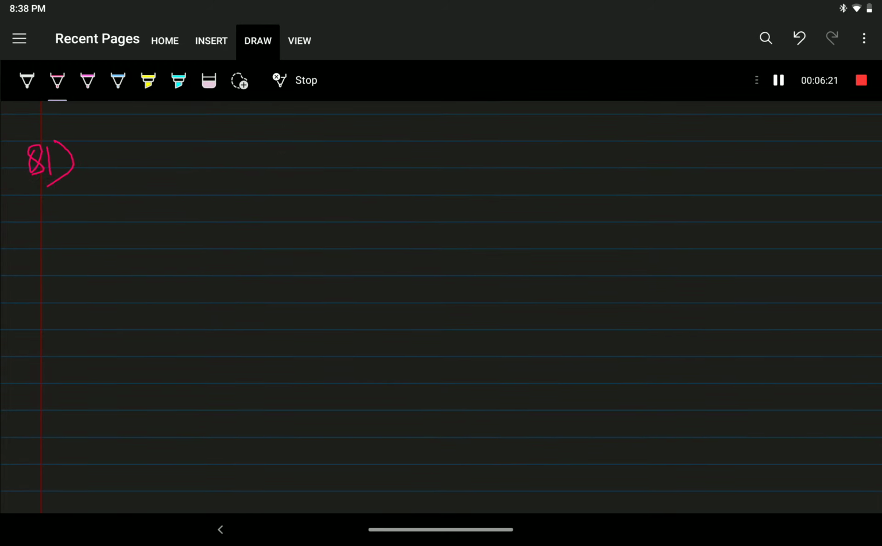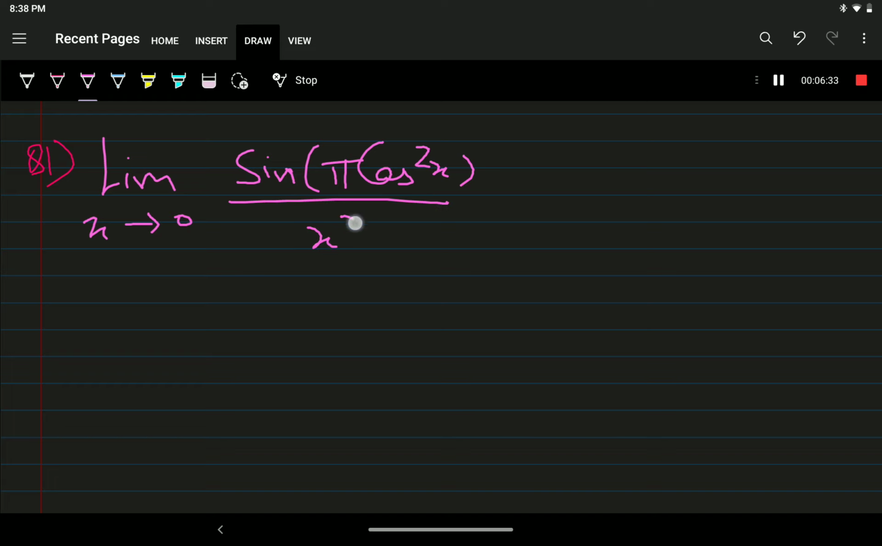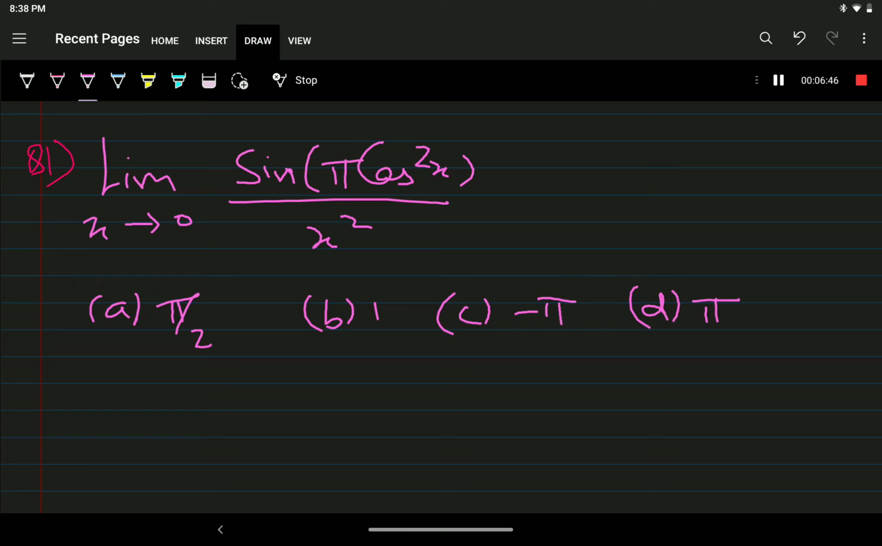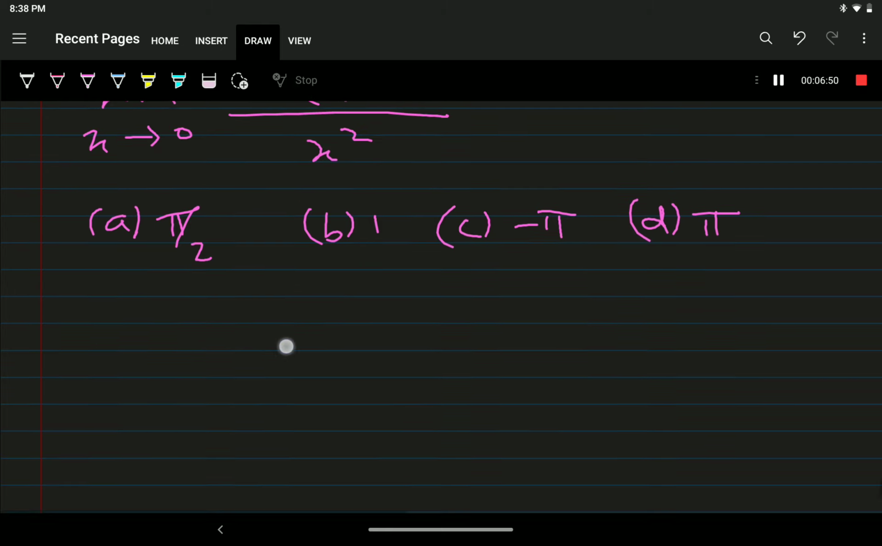The previous JEE question: limit x tends to 0, sine of pi cos squared x by x squared. Now this is equal to pi by 2, 1, minus pi, or pi. Do let me know the answer in the chat box in the comment section.